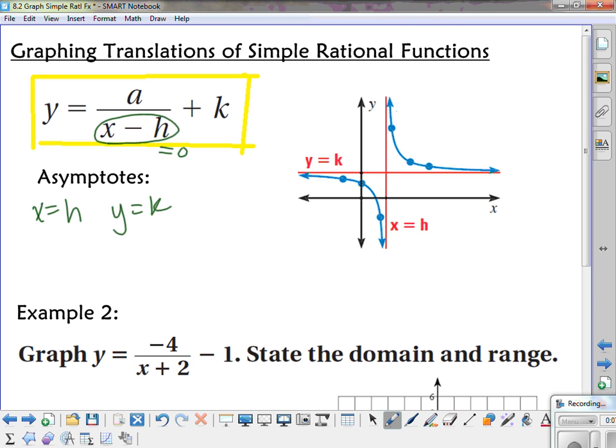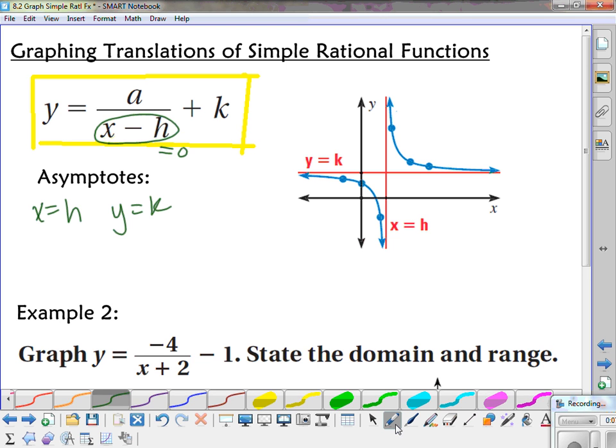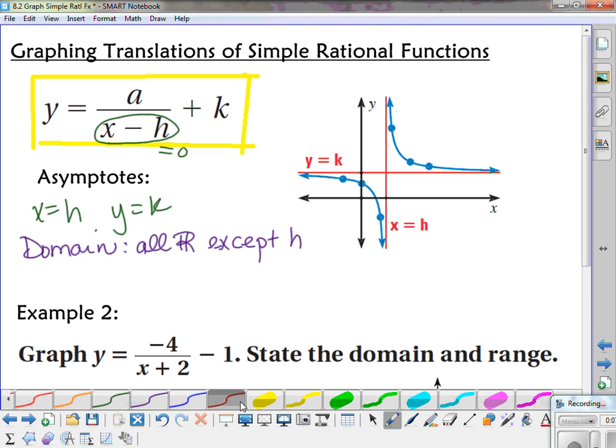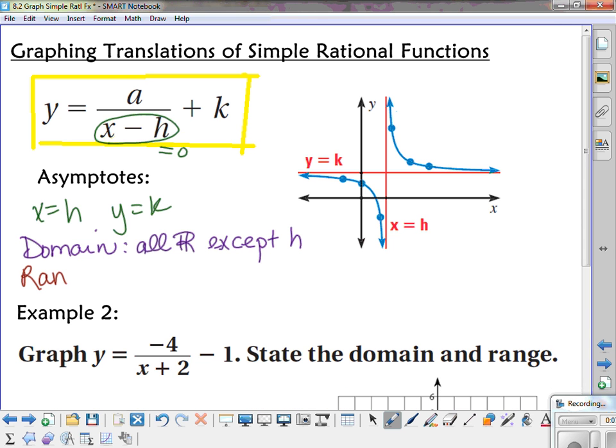So if we make that equal to 0, then we figure out what the vertical asymptote is, and then as x approaches infinity, y is going to approach k. So those will be your asymptotes. The domain is going to be all real numbers except h now, instead of except 0. And the range is going to be all real numbers except k.